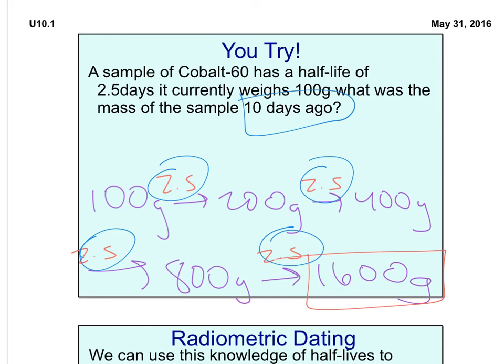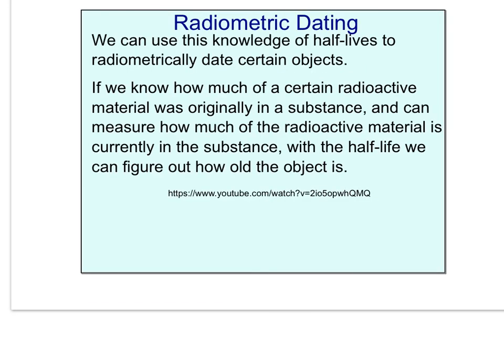There are a lot more examples of this on the 10.1 homework as well, if you would like some additional practice. So where half-life can be really useful is in the process of radiometric dating. So maybe you guys have heard the phrase carbon dating before, or maybe you've wondered why we know some rocks are billions of years old if we obviously weren't around a billion years ago. So we can do this by this process of radiometric dating.